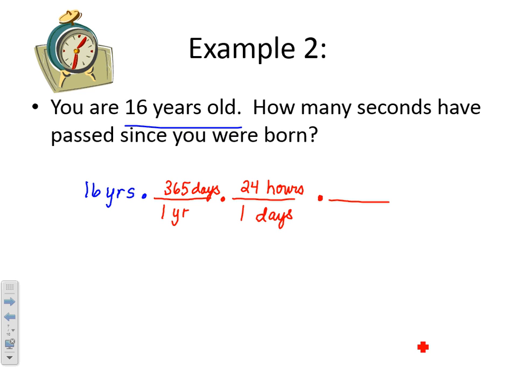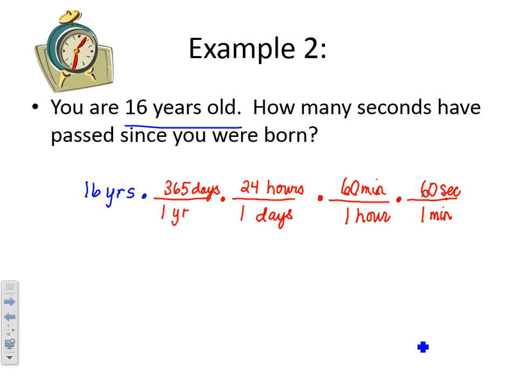Okay. Now I'm going to go from hours to seconds. Oh, I don't know hours to seconds, so I need another conversion factor. I'm going to actually go from hours to minutes. So in 1 hour, there's 60 minutes. And then I'm going to need one more final conversion factor, which is 1 minute has 60 seconds. Okay, so sometimes you need one conversion factor, sometimes you need multiple conversion factors.